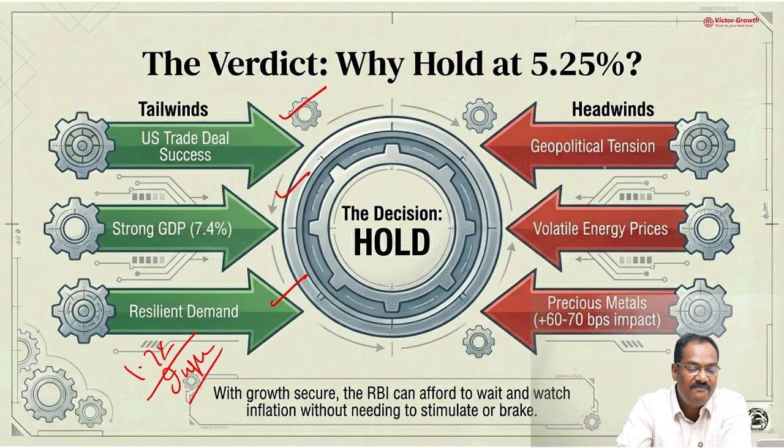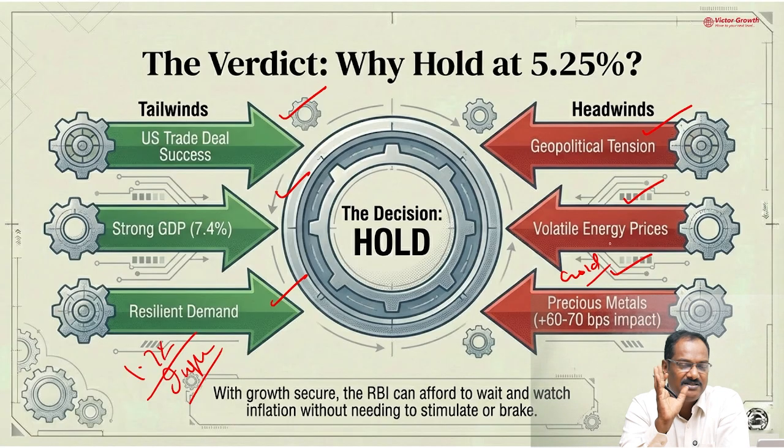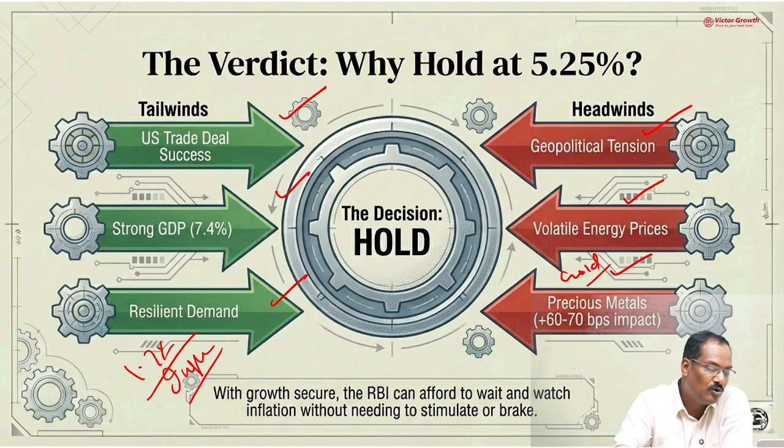Headwinds means something which is creating some kind of trouble. Geopolitical tensions are there. Energy price is problematic. Precious metals, gold and all, have increasing prices. These are threatening disturbances, you can say. But there are certain positives because of that. RBI thinks that we can hold the rates as of now, but there is an inflation risk also possible in the coming years. So with growth secure, RBI can afford to wait and watch inflation, depending on the need to stimulate. Stimulate means they want to pump the economy. Based upon that, they can act.